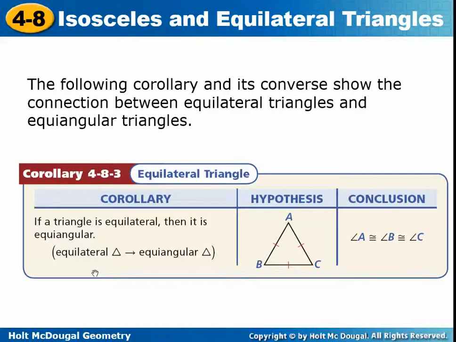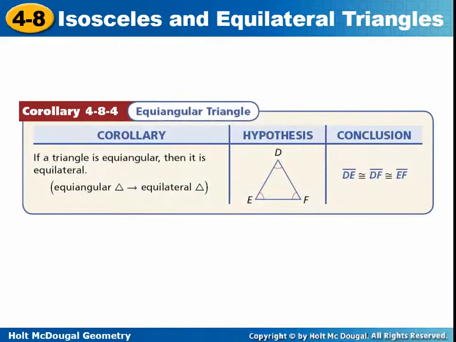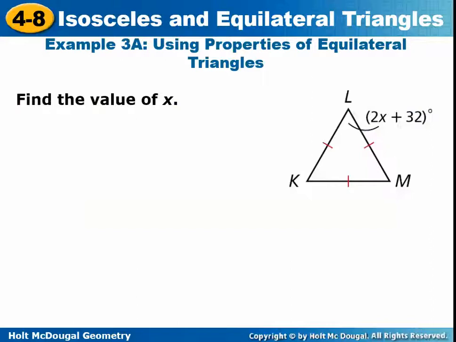There's a corollary to the isosceles triangle theorem that says that if a triangle is equilateral, then it's equiangular. I've already kind of implied this before. But if you have an equilateral triangle, it's also going to be equiangular. So all the angles will be the same. And also, if it's equiangular, it's going to be equilateral. So if you know all the angles are the same, all the side lengths are the same. If you know all the side lengths are the same, all the angles are the same.